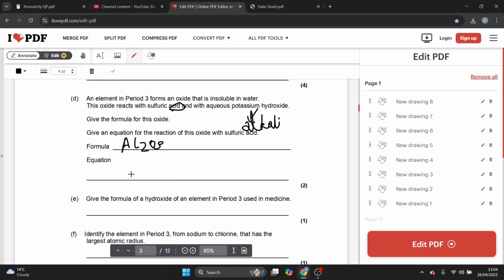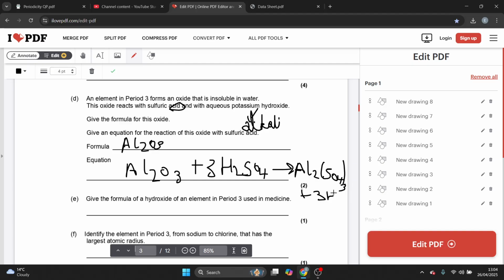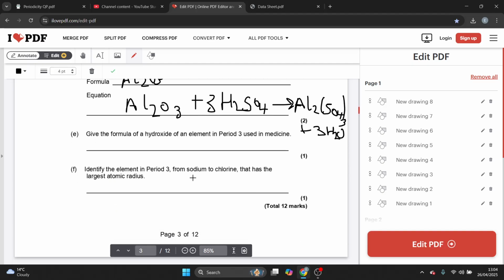And then the reaction with sulfuric acid: Al2O3 plus 3H2SO4 to form Al2(SO4)3 plus 3H2O. Give the formula of a hydroxide of a period 3 element used in medicine. Magnesium hydroxide.